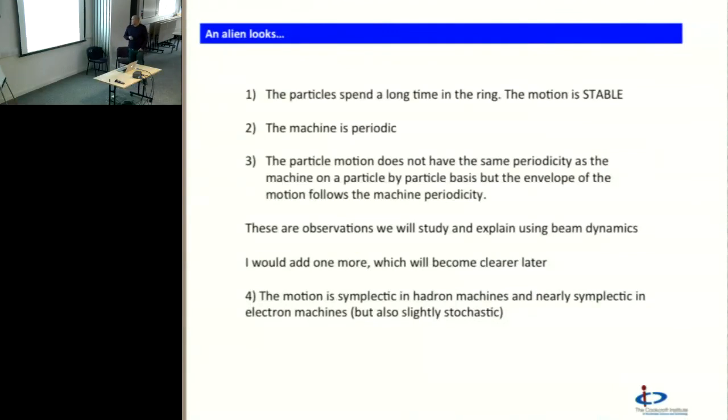If you look at, say, Diamond or the LHC, and we'll look at some real data in a sec to back this up, particles spend a long time in the ring. The motion is stable. So the fact that these little bunches are tens of microns across, and the thing is 100 meters across, they go around many, many times a second, they do that for 10 hours in a tiny little cross-sectional space, oscillating away happily with different motion every turn, but the motion is stable.